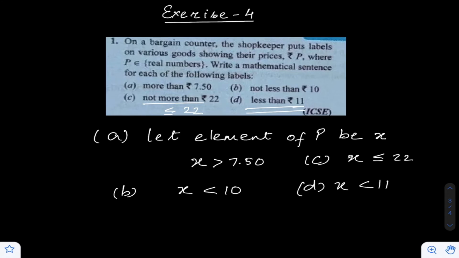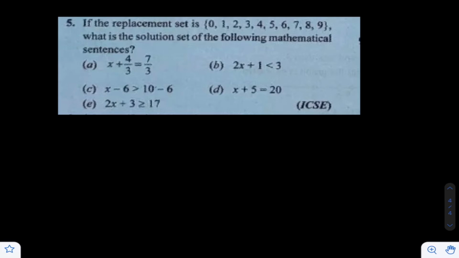Now question number 2, 3 and 4 are very easy. You can solve those questions yourself. Let's move to question number 5. What has been asked in question number 5?